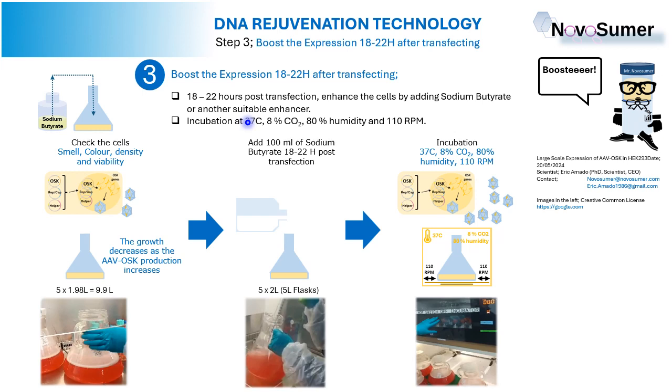Okay, so this step is very easy. We just add the booster and keep on incubating. Okay, as easy as that. Just this, adding sodium butyrate. Okay, in this step, the stages are 3, as you can see here. So we have the cells in the incubator, the culture, we take the culture out, and the first thing, okay, we check the cells. We check, as always, the smell, the color, the density, and the viability.